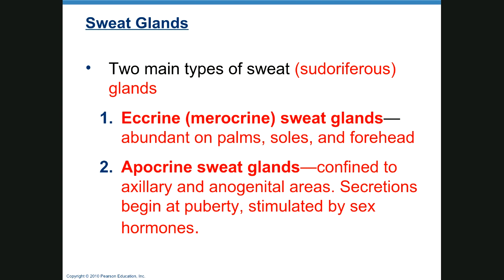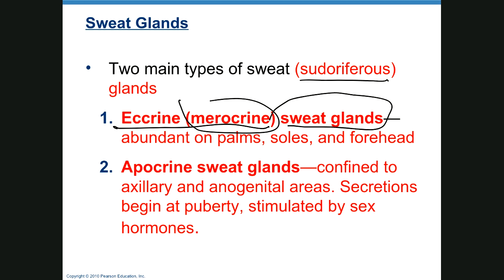Another name for sweat glands is sudoriferous glands. You should know there are two types of sudoriferous glands. We have eccrine glands, which are also called merocrine. And these are the sweat glands that we're more familiar with. They are all over the body, but especially in the palms of the hands, soles of the feet, and the forehead.